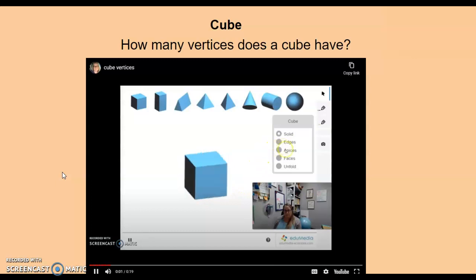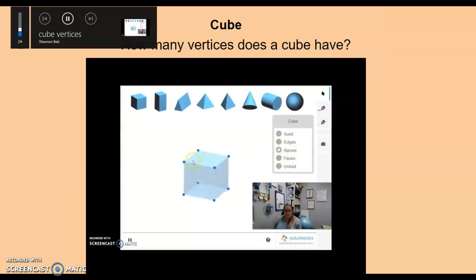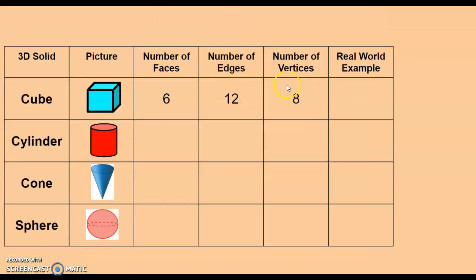The last thing we're going to look at are vertices. So if I click on vertices, you're able to see that is where 3 faces or 2 edges come together, and I'm able to count them. So 1, 2, 3, 4, 5, 6, 7, 8. So we said there were 8 vertices. So a cube has 6 square faces, 12 edges, and 8 vertices.